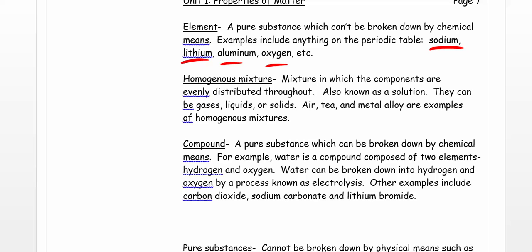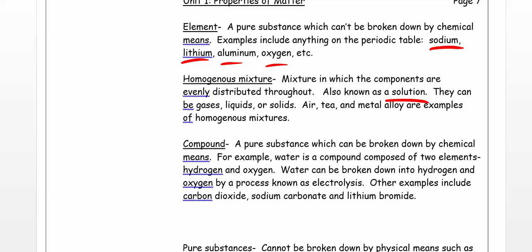We talked about homogeneous mixtures, a mixture in which the components are evenly distributed throughout. These are also known as solutions. So a homogeneous mixture and a solution are the same thing. They can be gases, liquids, or solids. Air is a homogeneous mixture, obviously, because the gases that comprise the air are evenly distributed. Tea is a homogeneous mixture. And metal alloys, for example, any type of metal that makes up maybe a lamp or an engine block, are going to be homogeneous mixtures.